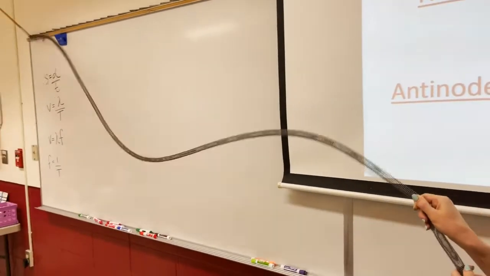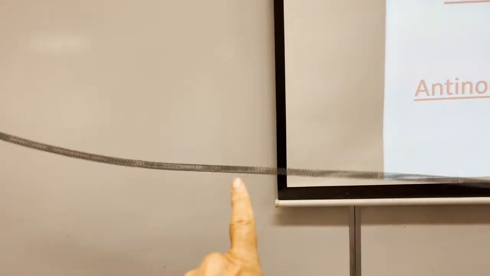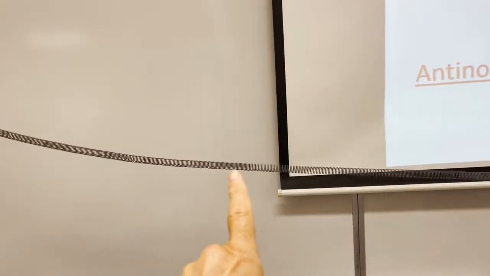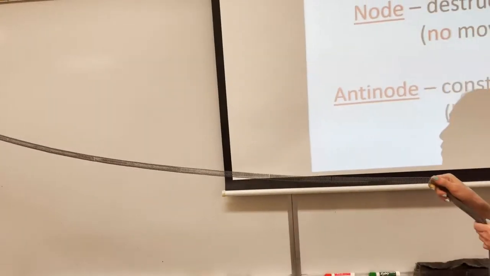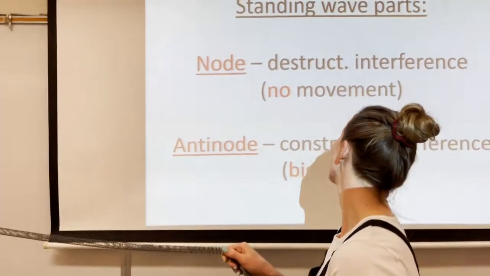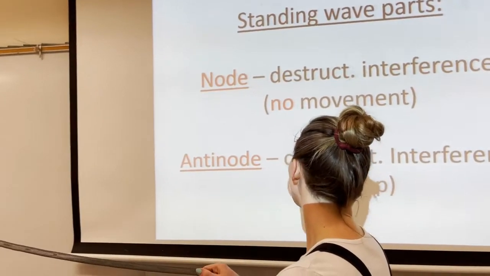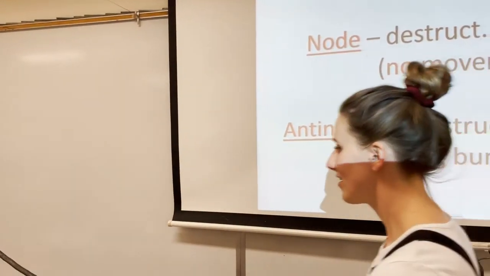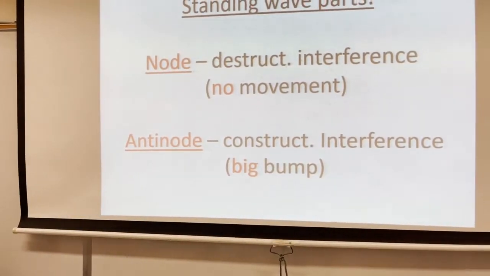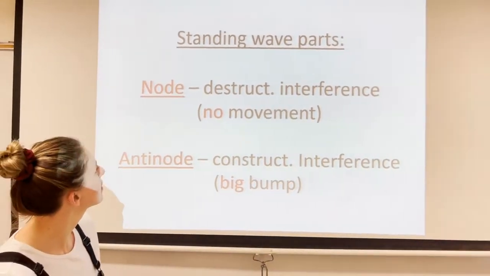So go ahead and stop sending pulses. And that node is at equilibrium. Node, there's nothing there. Okay, so we're done there. And the antinode was the bumps.